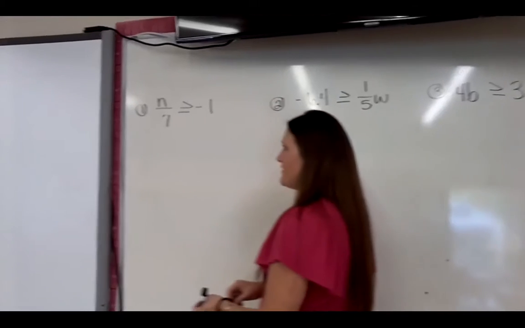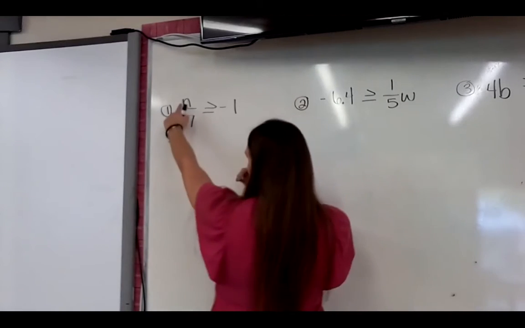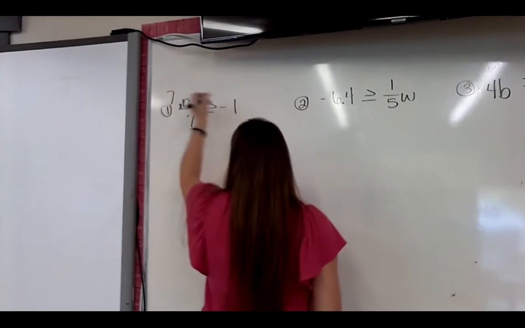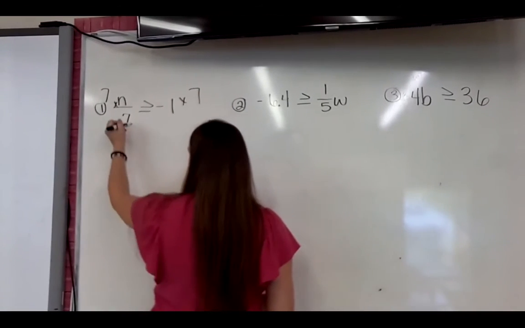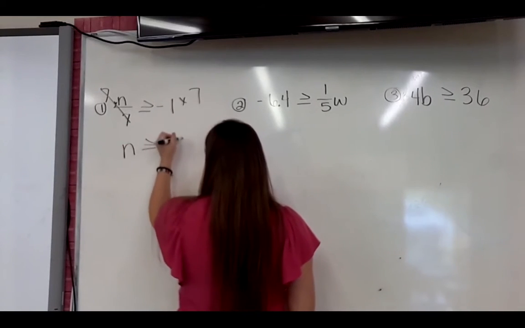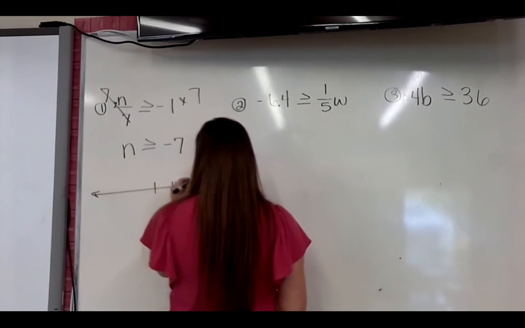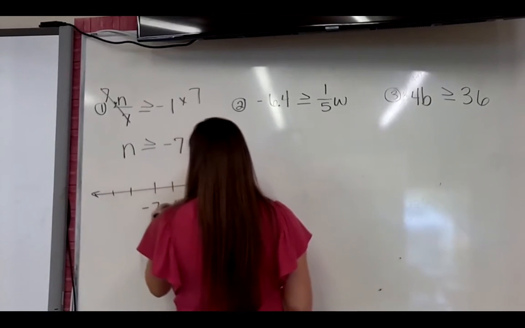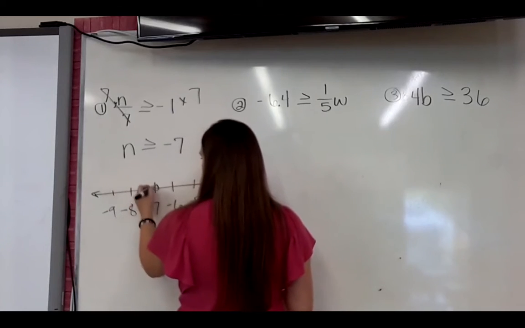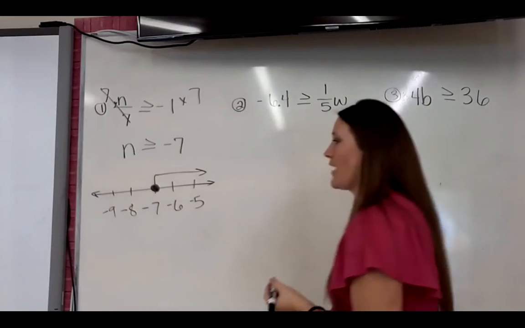On 1, we have n over 7 is greater than or equal to negative 1. So to get n by itself, we have to get rid of this 7. It's being divided, so we would multiply both sides of the equation by 7. It cancels there. Negative 1 times 7 is negative 7. Then when we graph that, it would be a closed circle since it's or equal to, and n is greater than or equal to, so it goes to the right.